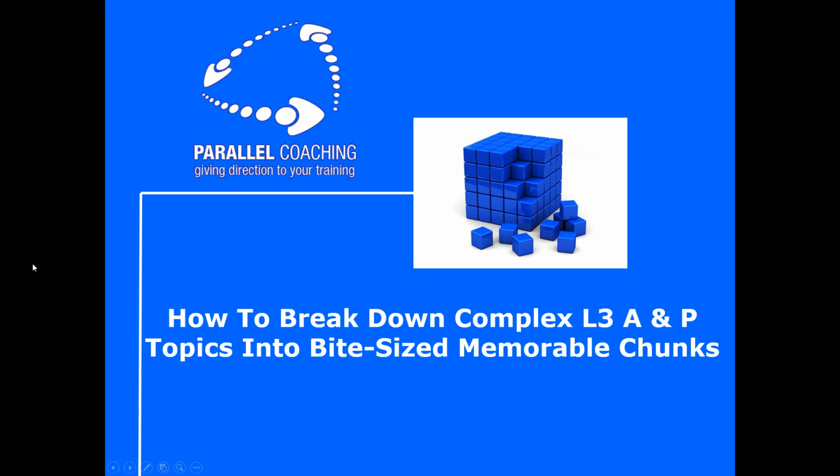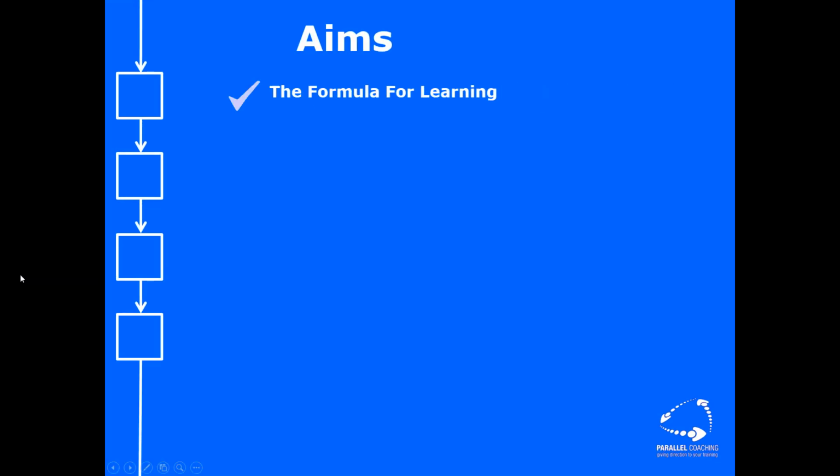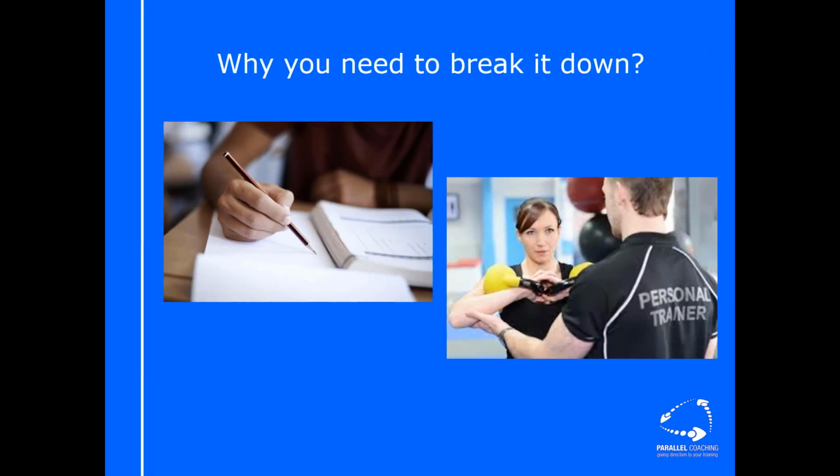In today's web class, we're going to cover 4 main areas. So these areas are going to be the formula for learning, so you can actually understand how you learn and how's best to learn so you can get the most out of your revision. We're also going to be looking at really keeping things simple and understanding key mnemonics for level 3 anatomy and physiology, and then putting those into practice. So let's go ahead and have a look straight away at these 4 areas. First of all, why you need to break it down.